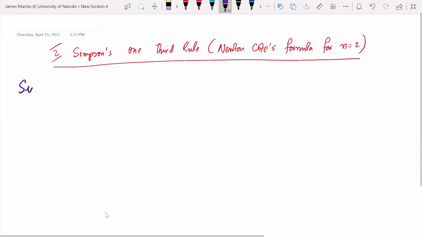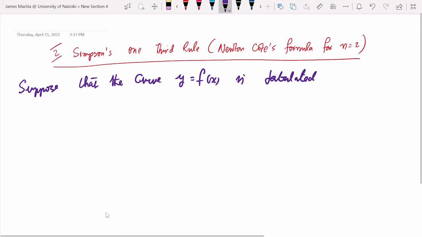Now, suppose we have this curve, y equals f of x, stipulated for, of course, x equals a, a plus 2h, a plus 4h, and so on, up to a plus nh, and that is equal to b.